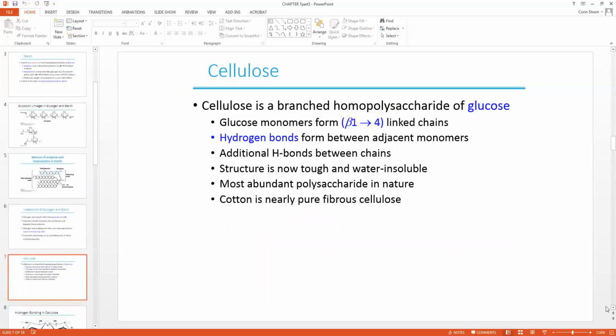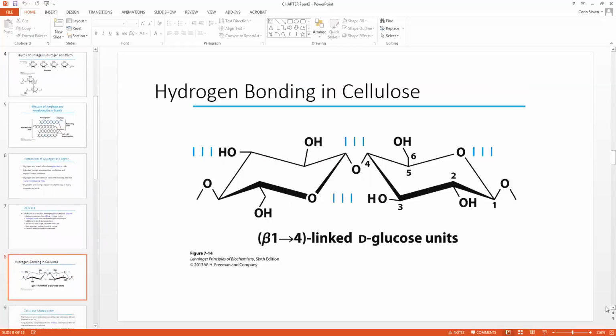If I compare that with cellulose, cellulose is an unbranched homopolysaccharide of glucose. It's got monomers that form beta-1,4 linked chains. The hydrogen bonds form between adjacent monomers, and then I have additional hydrogen bonding that exists between the chains. That structure is very tough and water insoluble. It's actually the most abundant polysaccharide that we see in nature. So for example, cotton is nearly pure fibrous cellulose. And if you take a look at the hydrogen bonding that exists in cellulose, there are a lot of options simply because there are a lot of hydroxyl groups. So there's a lot more stability that can exist because of hydrogen bonding.